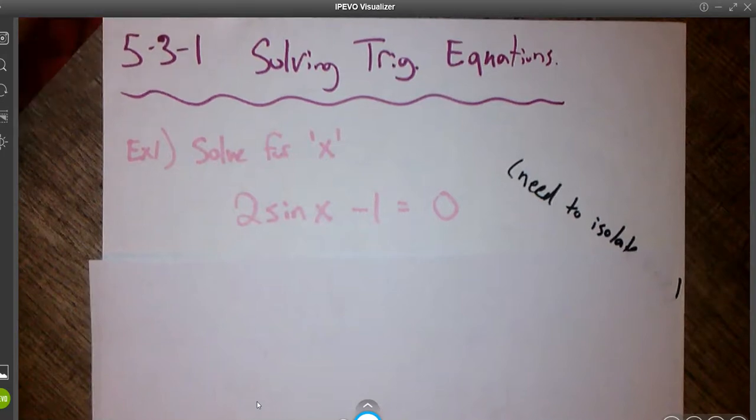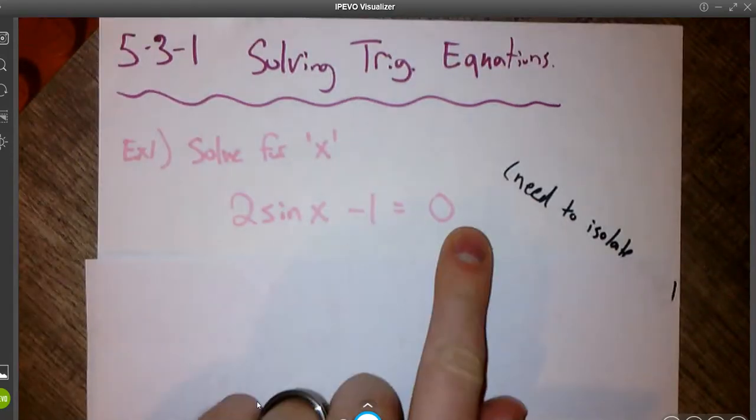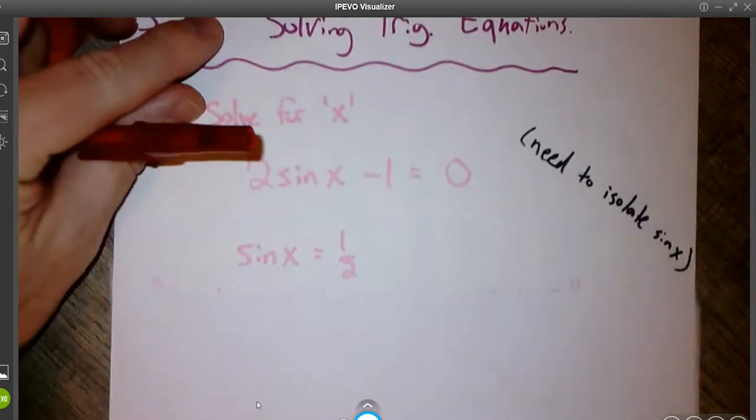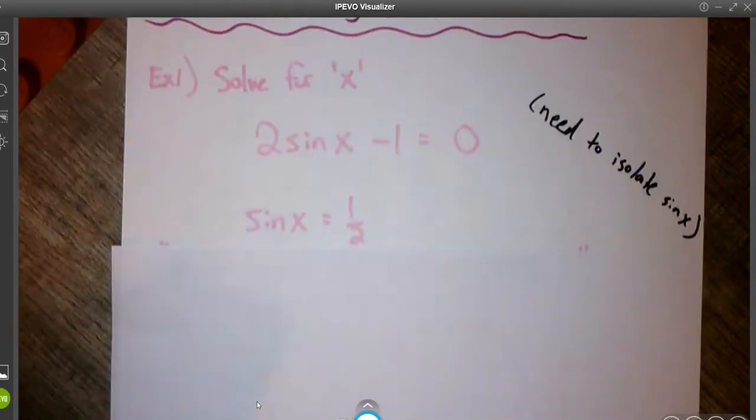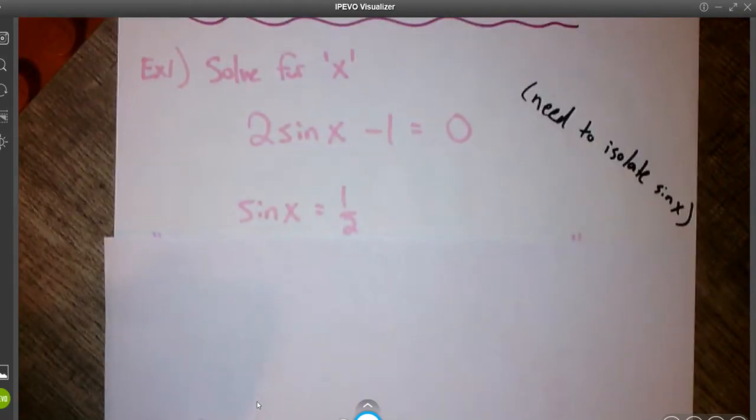Just like you solved the equations in Algebra 1 and Algebra 2, we are solving trigonometric equations, and just like those other ones, we have to isolate the variable. We have to get x by itself. So to do that, I'm going to add 1, I'm going to divide by 2, and I have this. Should look familiar. We just did this in our bell work.